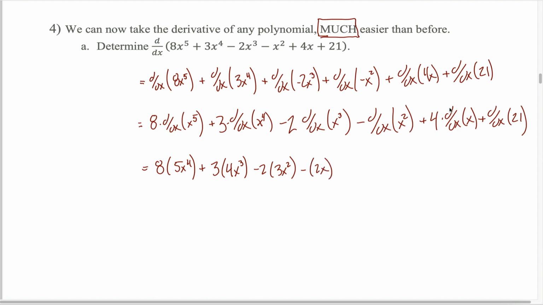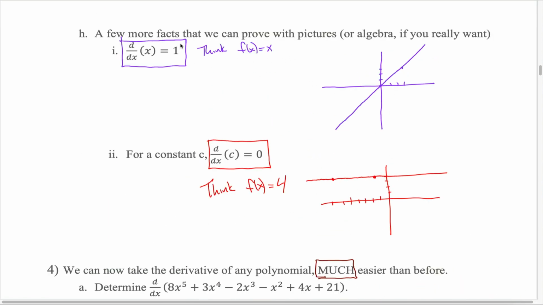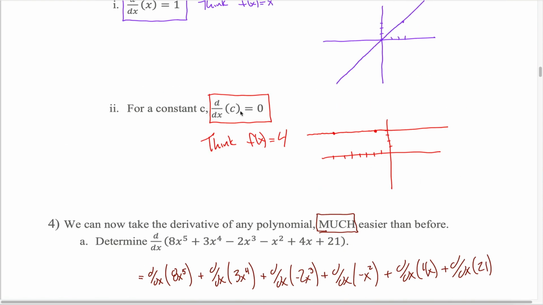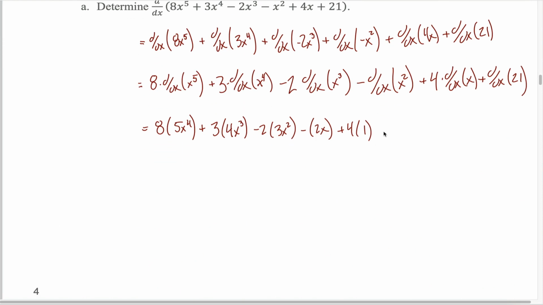And then for this term, remember the derivative of an x all by itself is just equal to 1. So I get 4 times the number 1. And then this last term is the derivative of a constant, the number 21. And we know that the derivative of any constant is just equal to 0. So I get a plus 0 right here. I can clean things up a little bit. 8 times 5 is 40. So I got 40x to the fourth plus 12x cubed minus 6x squared minus 2x plus 4.